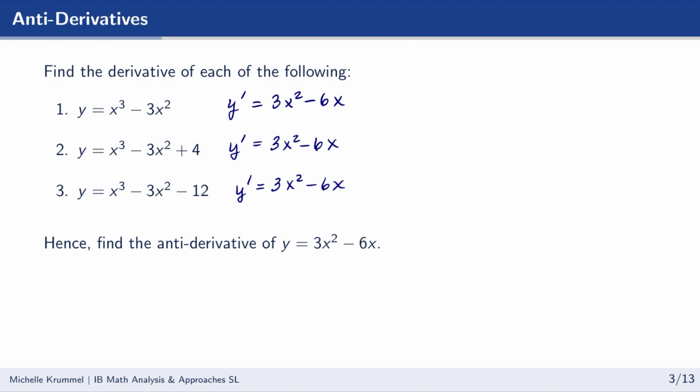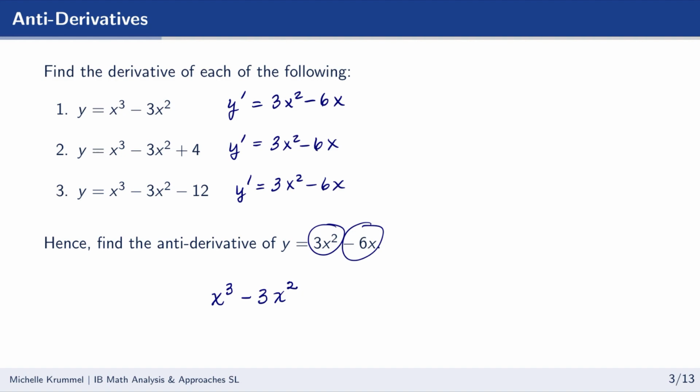Okay, so hence find the antiderivative of y equals 3x squared minus 6x. Well, we know the way we got 3x squared was by taking the derivative of x cubed. So that's going to be part of our equation. And we know the way we got negative 6x, that came from taking the derivative of negative 3x squared.